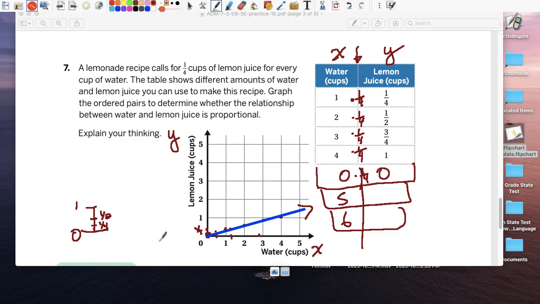Go like this, right? Notice that the dots are all on the line. It goes through 0, 0. If I were to stretch a line, it would go through 0, 0. Do I need to stretch a line this way? No, because can we have negative cups of water? We can't. So it doesn't make sense for me to stretch it to the other side. Proportional. Okay.